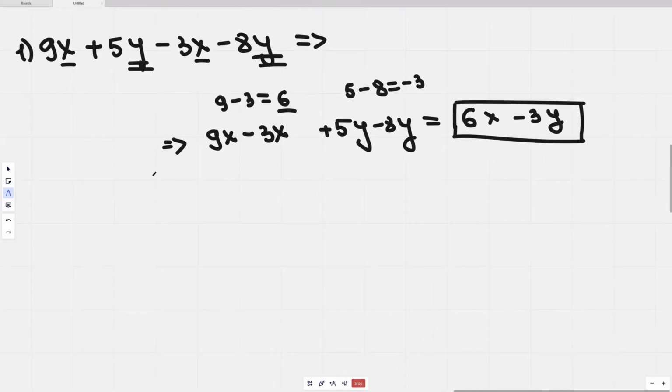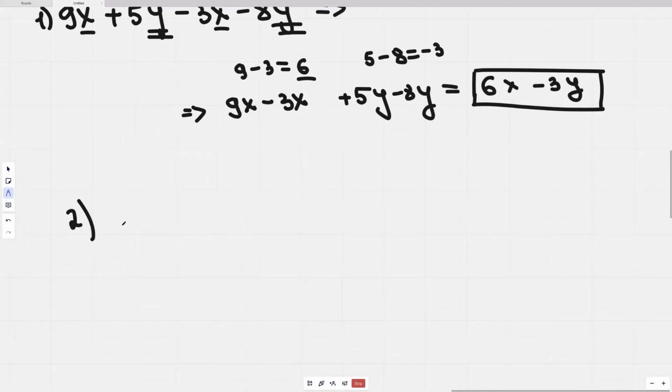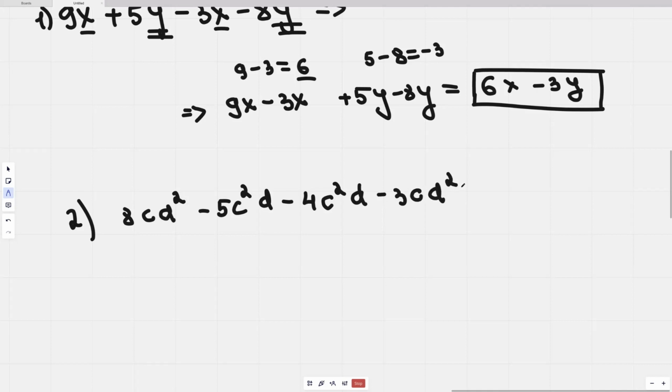So let's do a more complicated example. Let's say we have, like this, the second example: 8CD squared minus 5C squared D minus 4C squared D again, and minus 3CD squared.